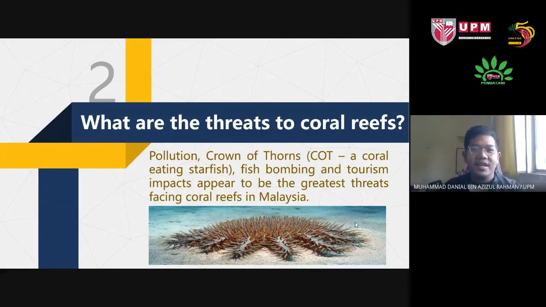It's a starfish that endangers the life of corals, and the name given for this type of predator is the crown of thorns starfish, or in short, we call it COT, a coral eating starfish. And COT, crown of thorns starfish, is one of the many problems that kill the coral in this country. So let's go to the next slide.